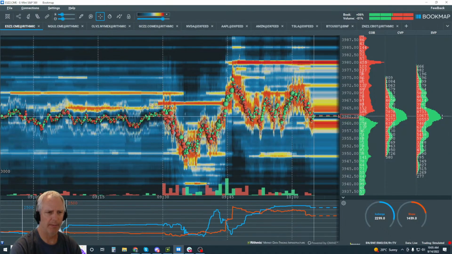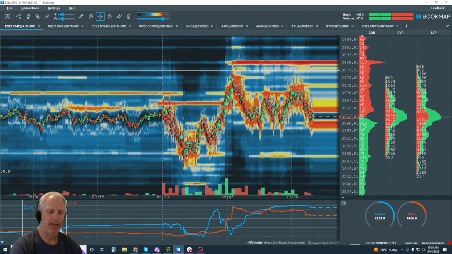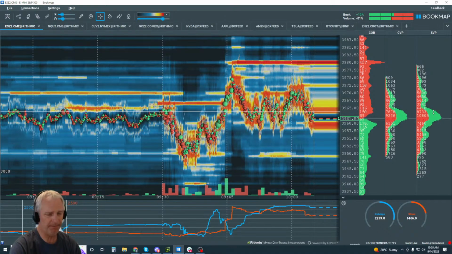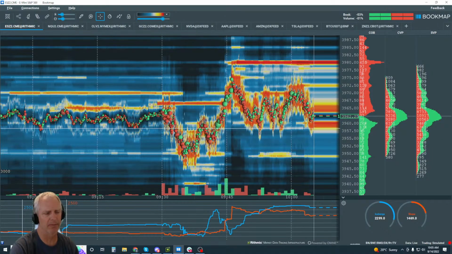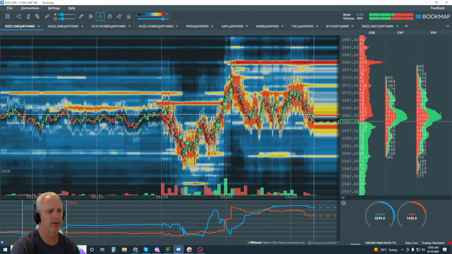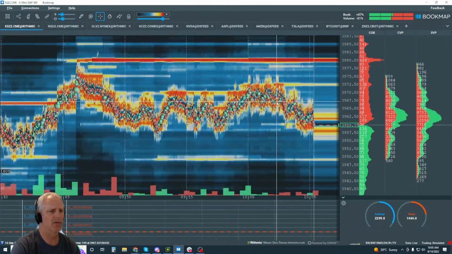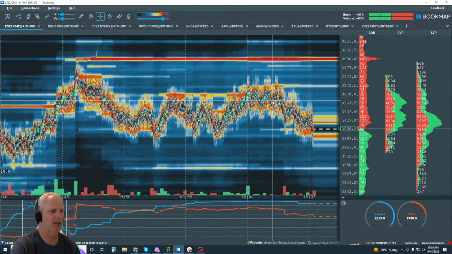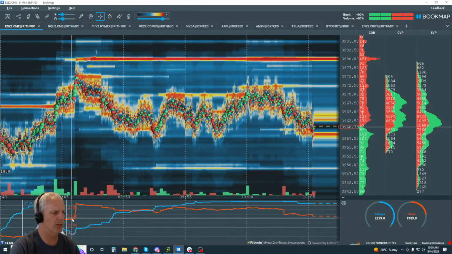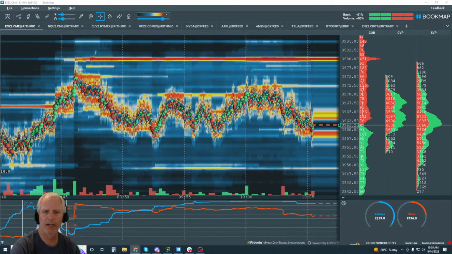All right, you can see the profile here. It's kind of a single distribution, but a little wonky, with some low volume nodes in here as well. Nothing trending here yet at this point. So let's zoom in a bit further and take a quick look. Lots of stops and icebergs here as well. Let me know if you have any questions.